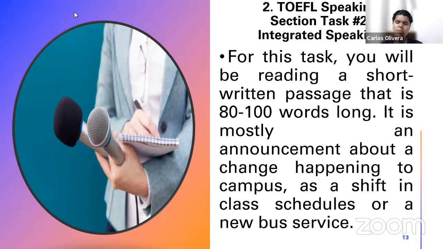I mean, these reading passages are normally things that happen on campus: events, activities, students' organizations, changes in classes, changes in courses that take place in a university. And you're going to be reading about that, okay? Reading about something that is related to a university. Very simple to understand, anyways.